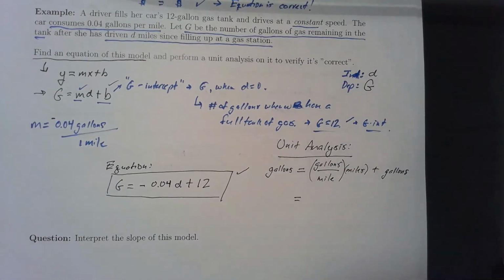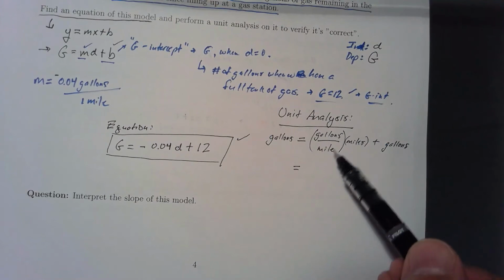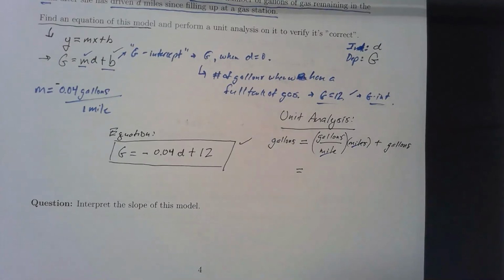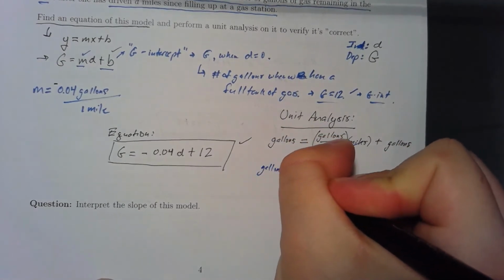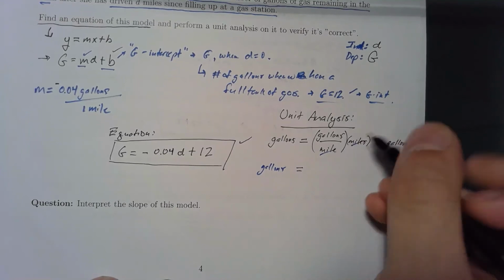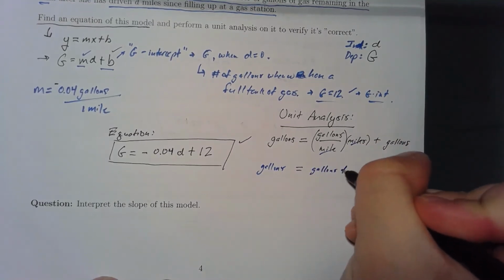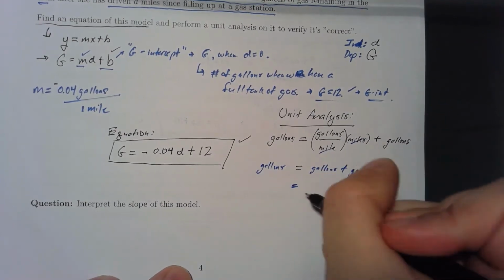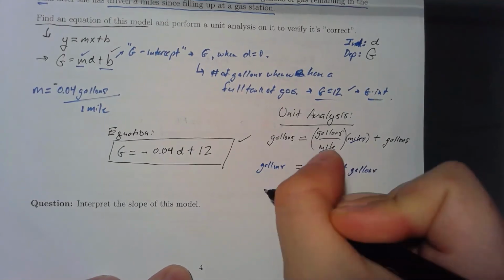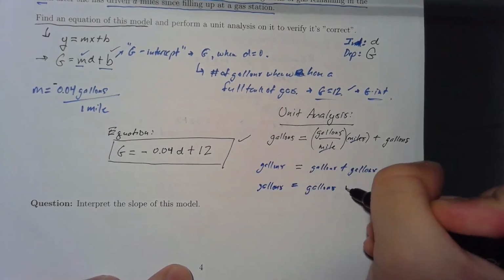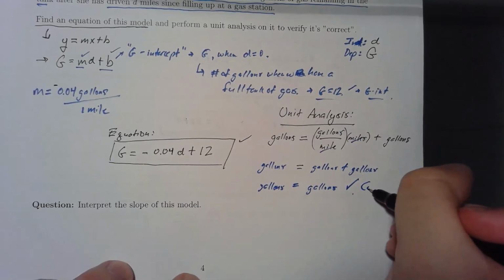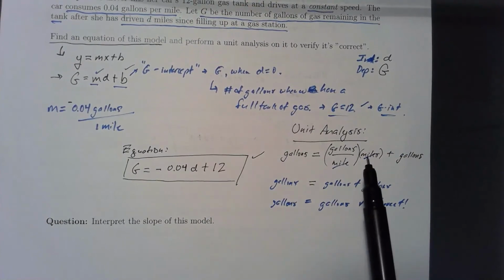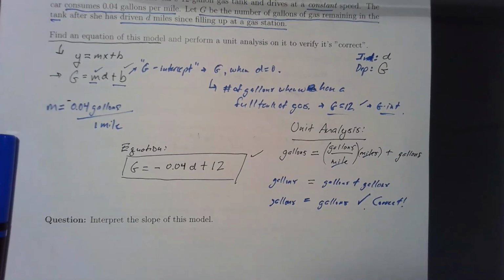So let's see if the units match on both sides. Gallons per mile times miles: what happens to the miles? They cancel. So I'm left with gallons on the left equals gallons, plus something that's already gallons. Something in gallons plus something in gallons is also in gallons, and that equals gallons, which means it's correct. So that's my model, and that's how I know it's set up correctly. That's it.